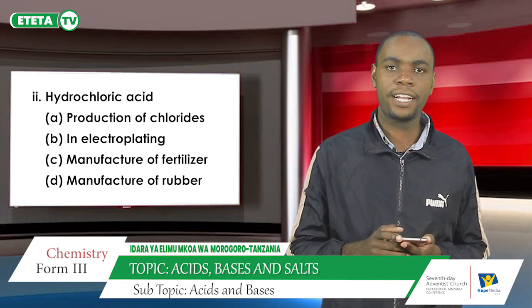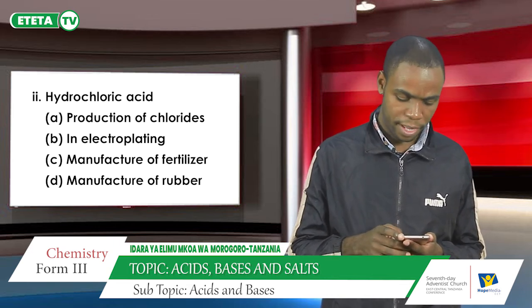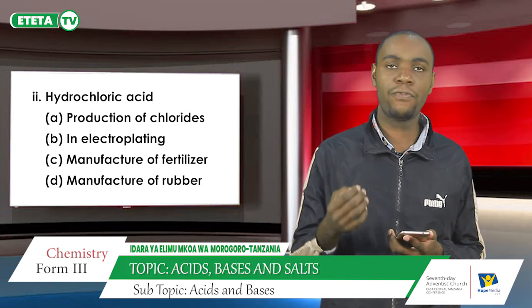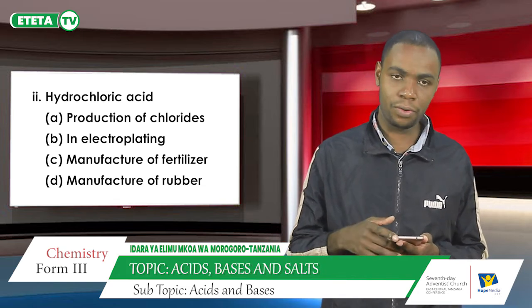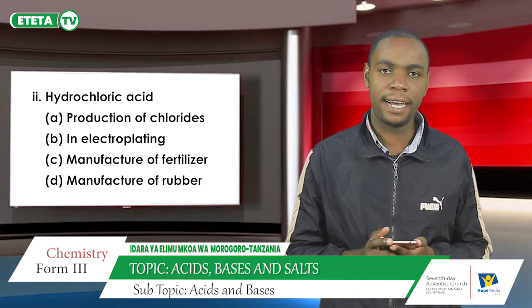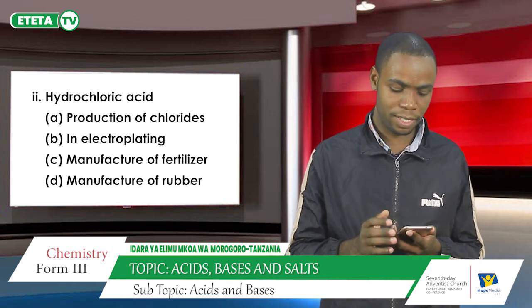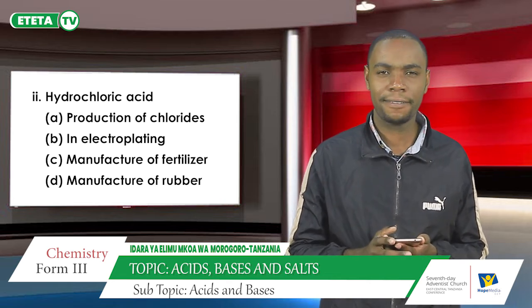It is used for the electroplating process. Not only that, but it is also used to manufacture fertilizer. Another use is that it is used to manufacture rubber. So these are uses of hydrochloric acid.